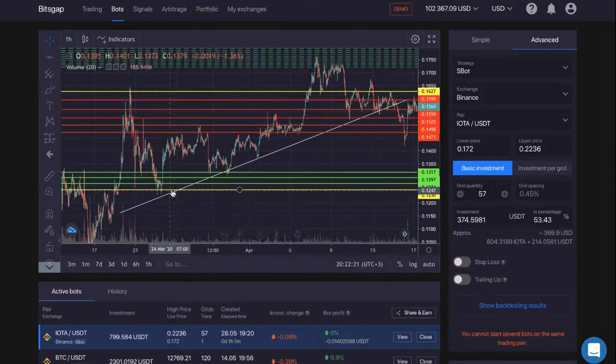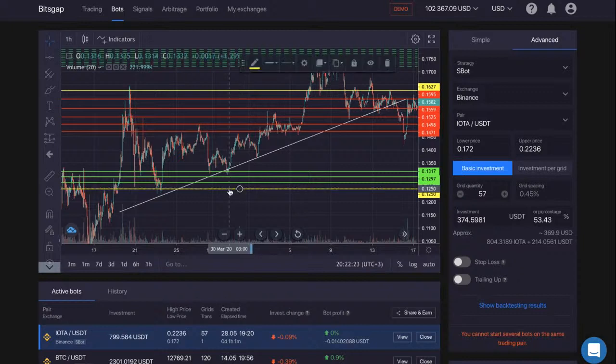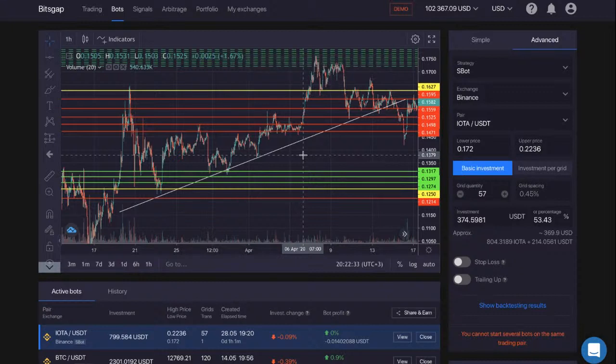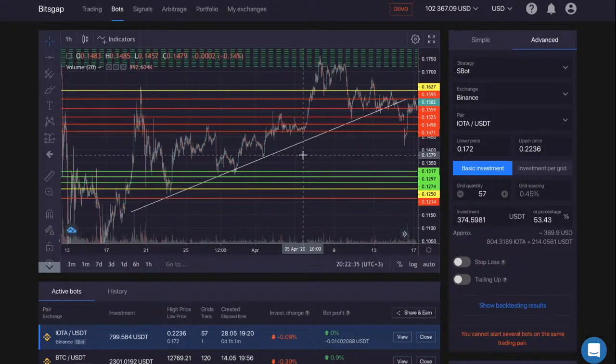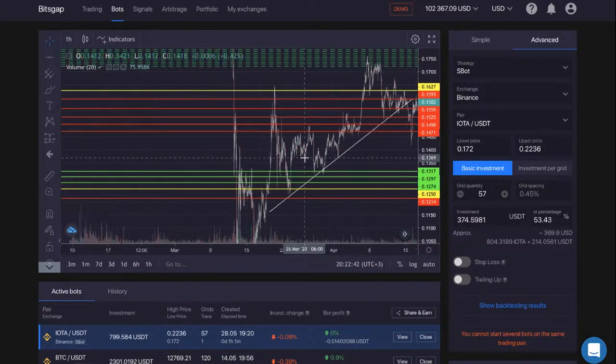down below this level. And by the way, for this configuration I would also use the stop loss, which I would place right below this support level. So that's how you can apply technical analysis in your automated trading configurations.